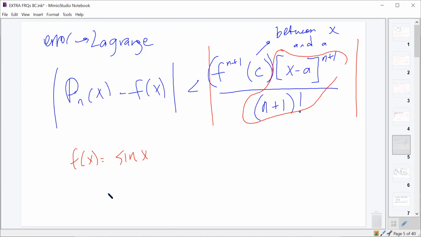Or if they gave you something like e to the x, the largest possible value of this is just e to the x, right? So you pick your largest x value on your interval, and that's the value that you put in there.